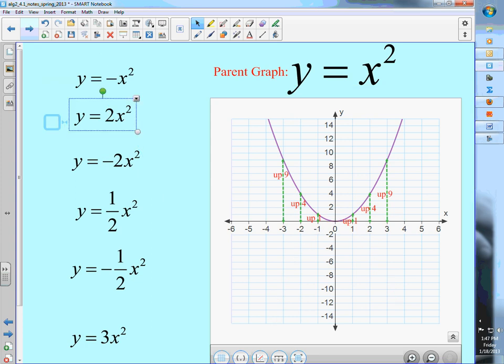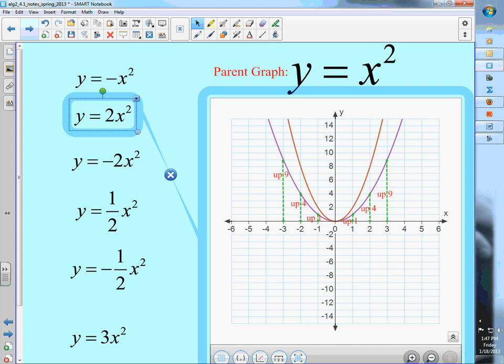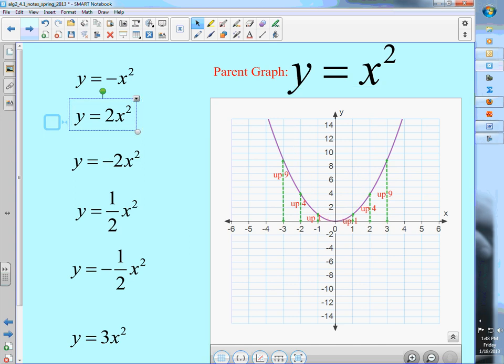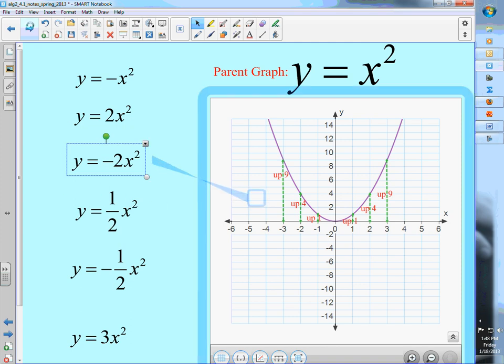What do you expect this graph to do to the parent graph? Twice as tall. So when we connect here, instead of right 1 up 1, we go right 1 up 2. Instead of up 4, it's up 8. Instead of up 9, it's up 18. What do you expect on this third one? Same thing, upside down. So it is going to be twice as tall, but it's flipped now.